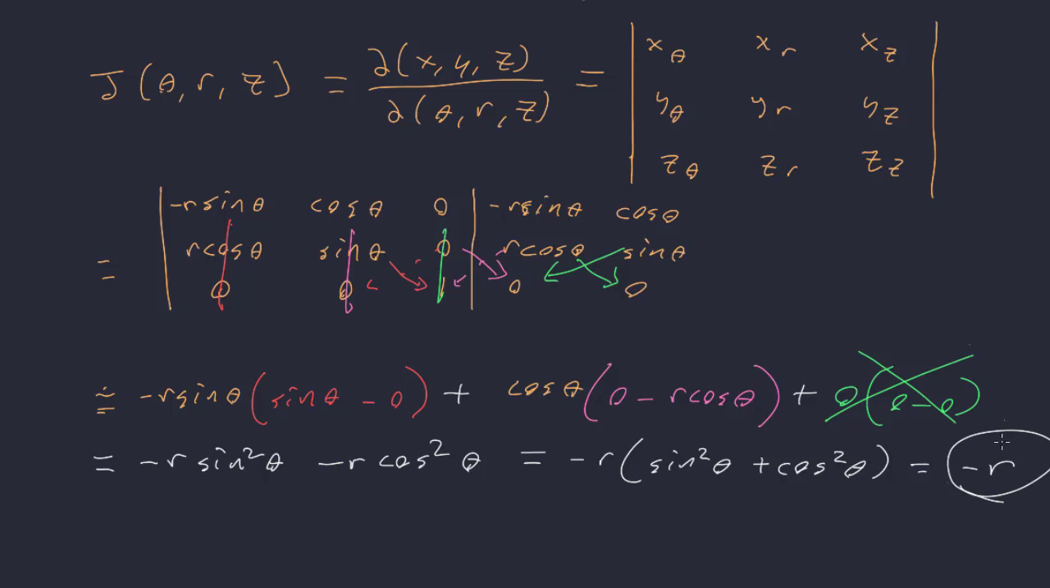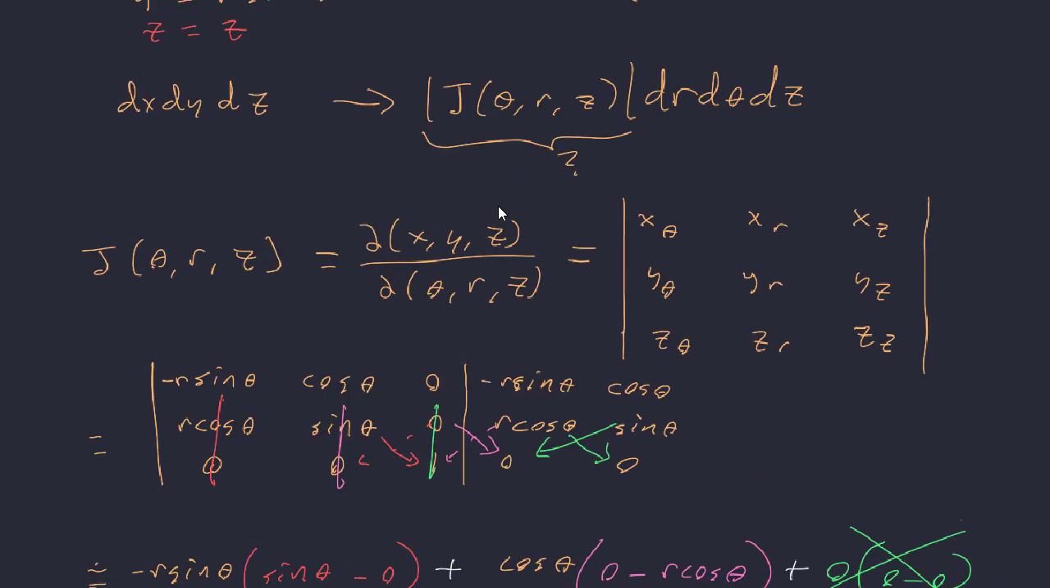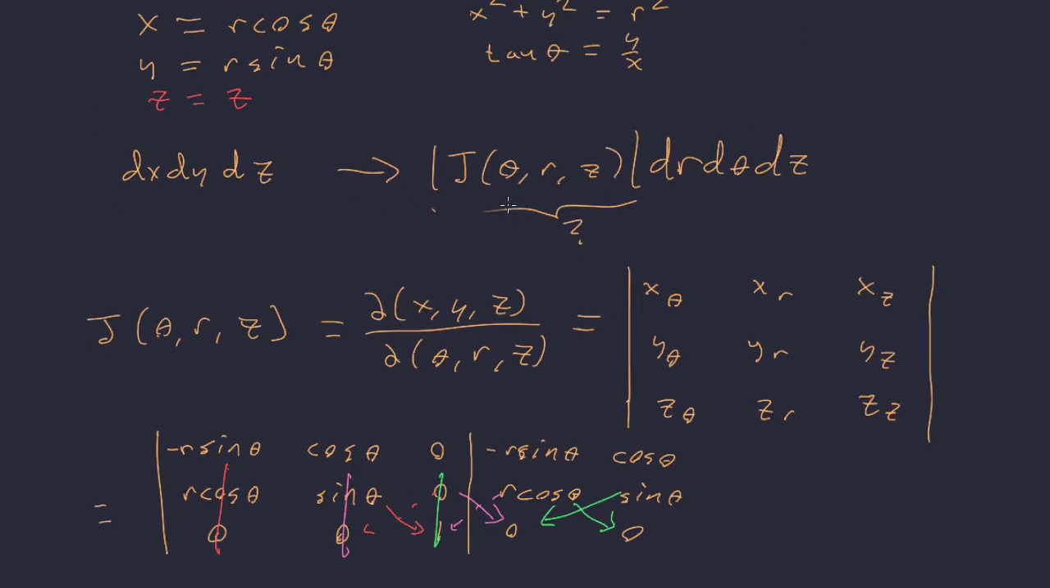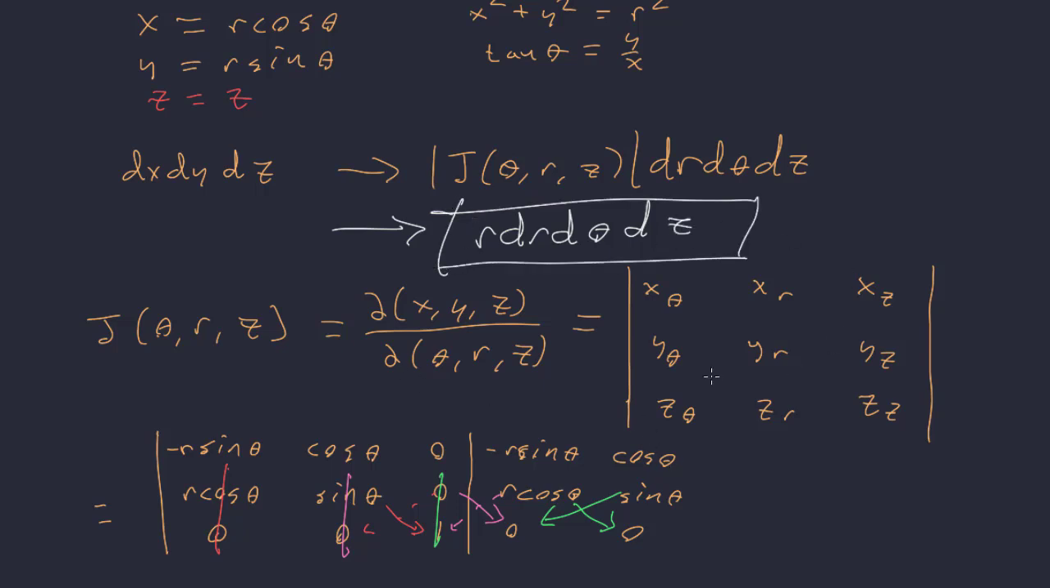Now, if we had done this in a different order, we would have gotten positive r. So remember, that's why we always bring in the absolute value. And we always set up our r to be positive. So dx, dy, dz is actually going to become r dr d theta dz. Okay, so it turns out that it's exactly the same, right? Our dx, dy, dz comes out to be r dr d theta dz, just like it does with polar. So this is essentially polar plus a z. So if you know polar, you know cylindrical.